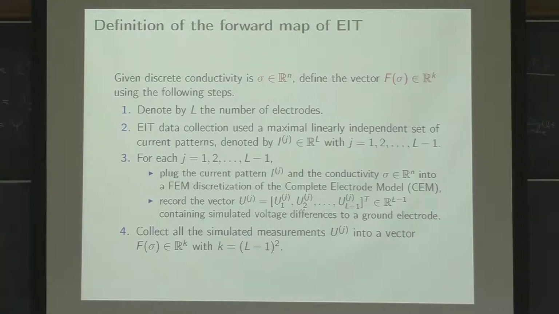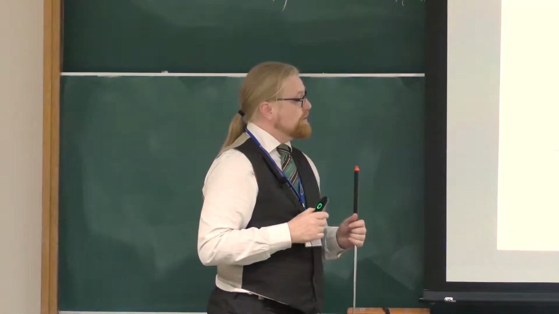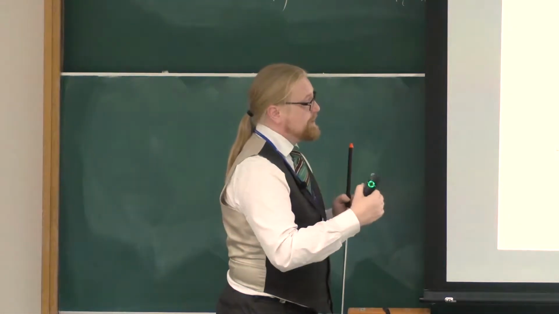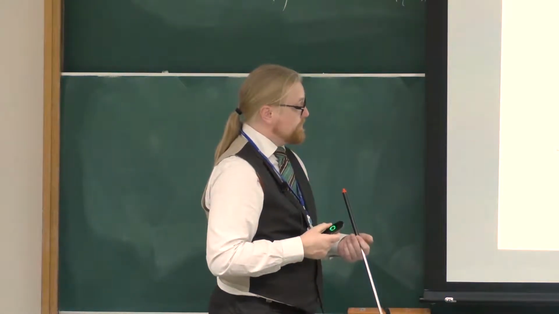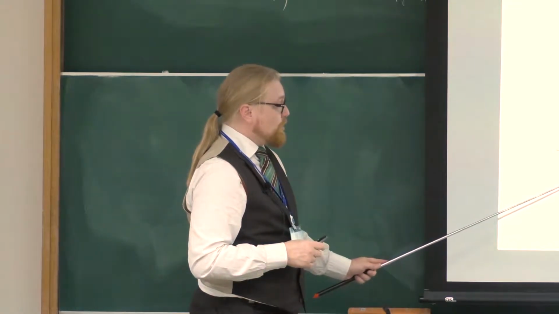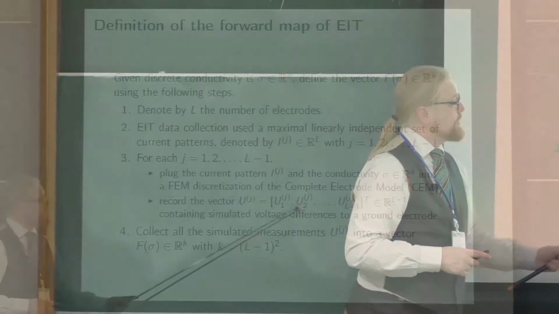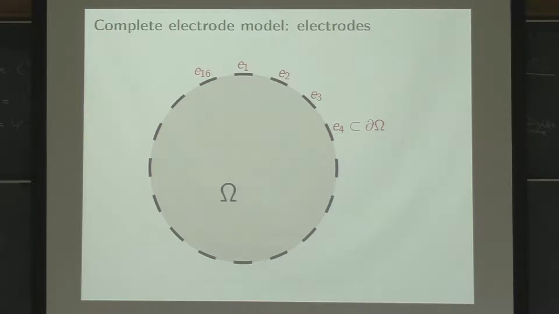If we do the subtraction to the mean 0 voltage vectors, then we do have L voltages, but only L minus 1 linearly independent possibilities. Anyway, so then we collect all of these from each current pattern, all of these guys into a vector, which will then be the output of our forward model. So what is this complete electrode model? Let's take a look.